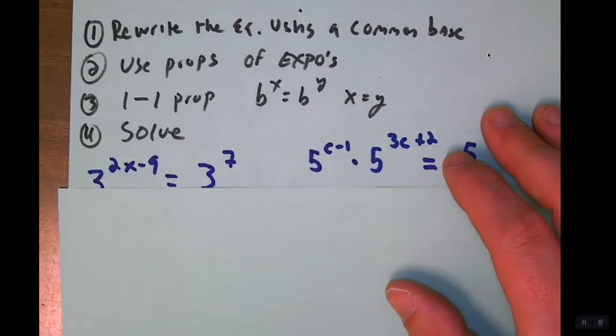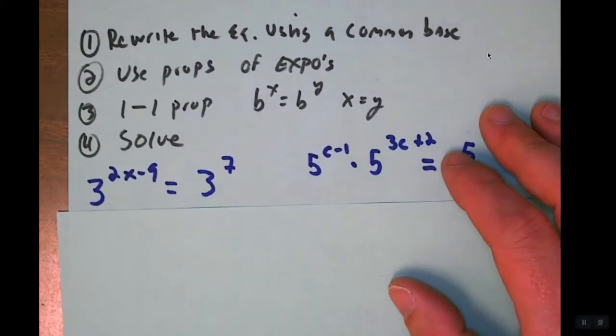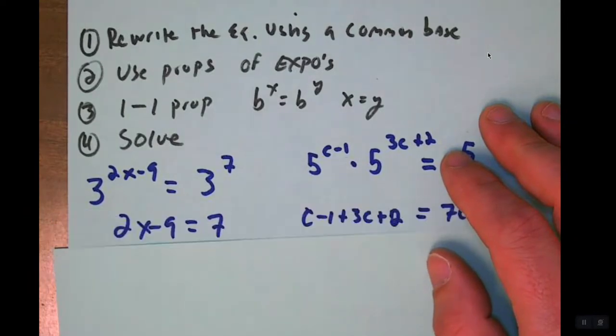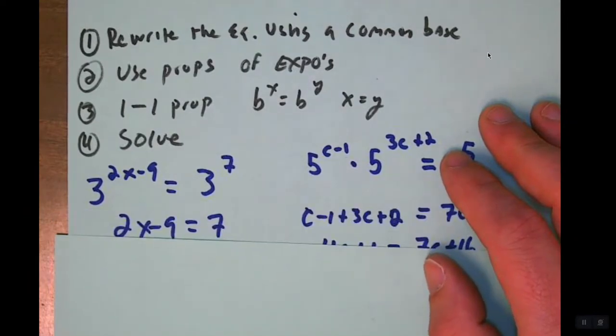So let's look at this one. See, 2x minus 9 equals 3 to the 7. Well, you just literally knock it out and say 2x minus 9 equals 7. And I believe you can solve it from there, right?